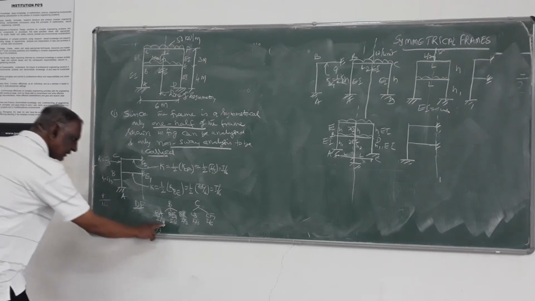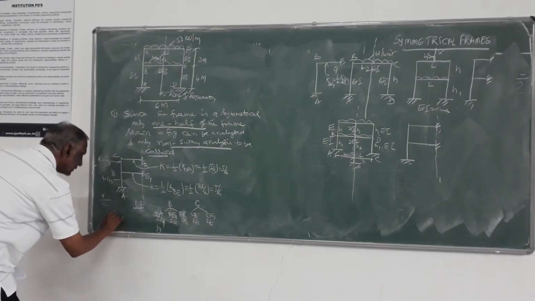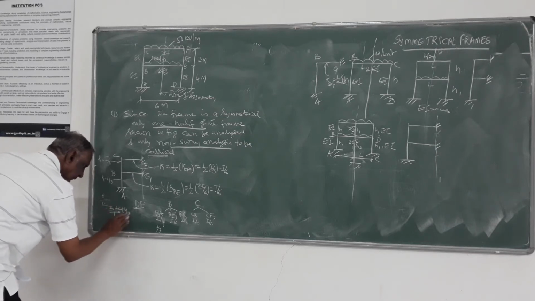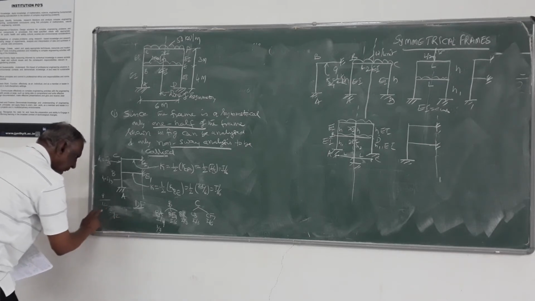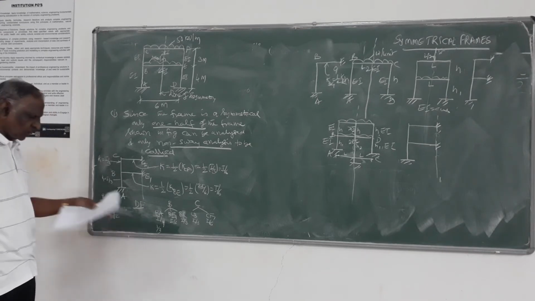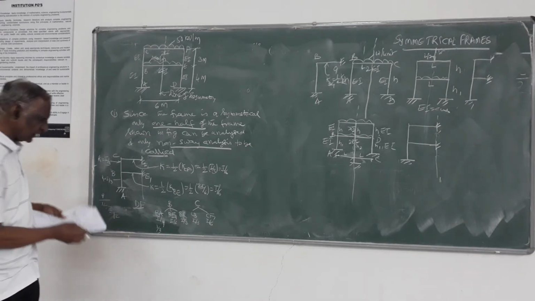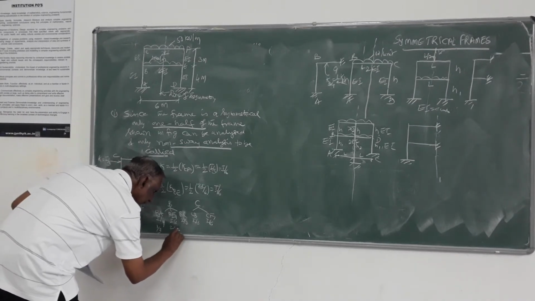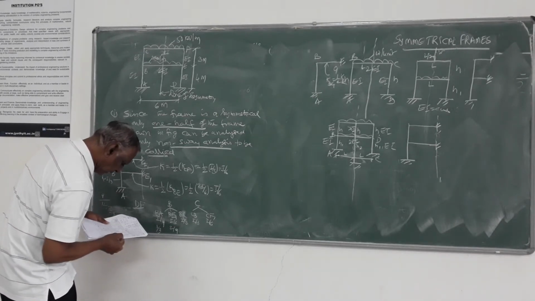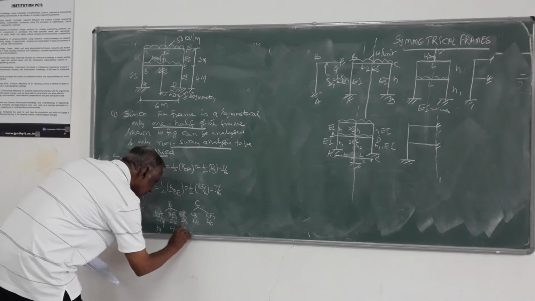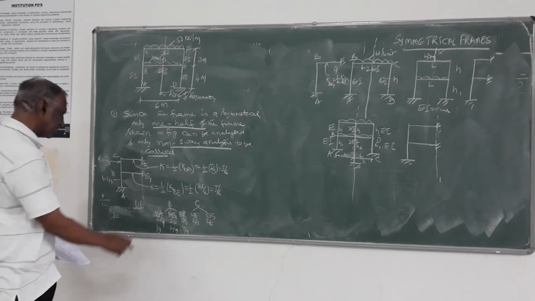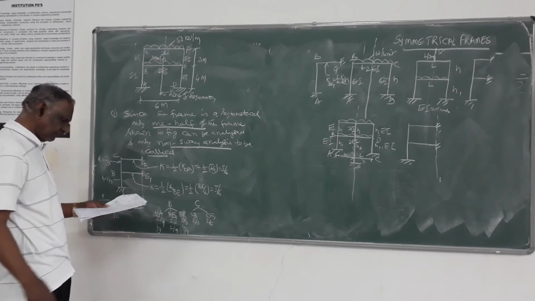9 by 12, 12 is the LCM. 3 plus 2 plus 4, that is 9 by 12. So I by 4 divided by 9 by 12, it is 3 by 9, which means 1 by 3. The next one is 2 by 9. Here for BC, I by 3, it is 4 by 9.